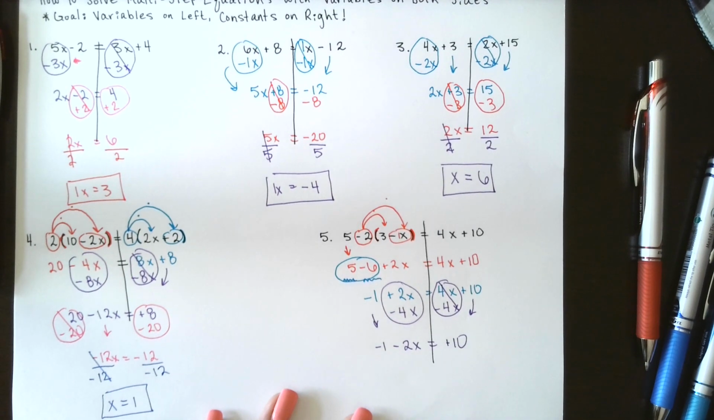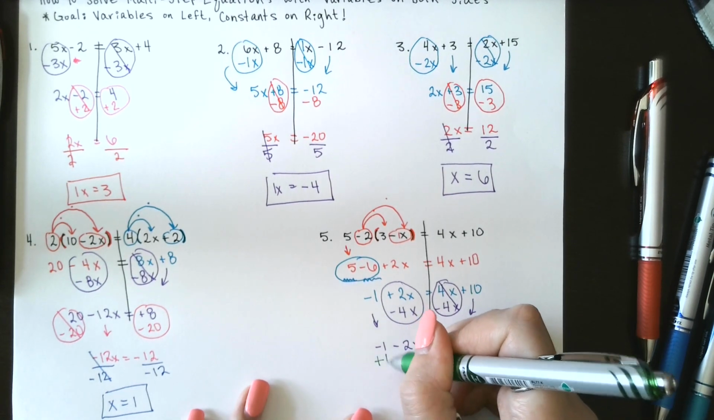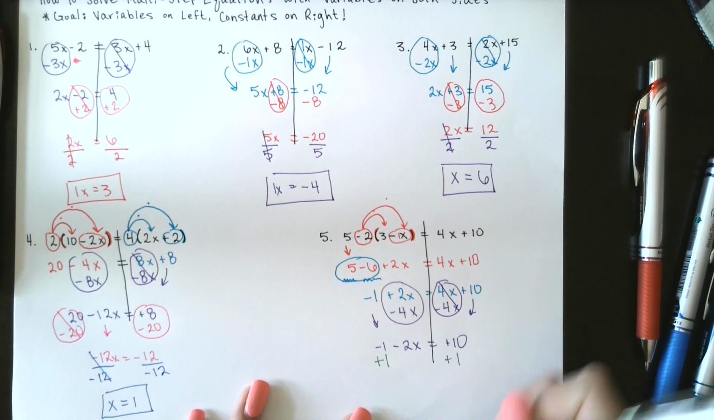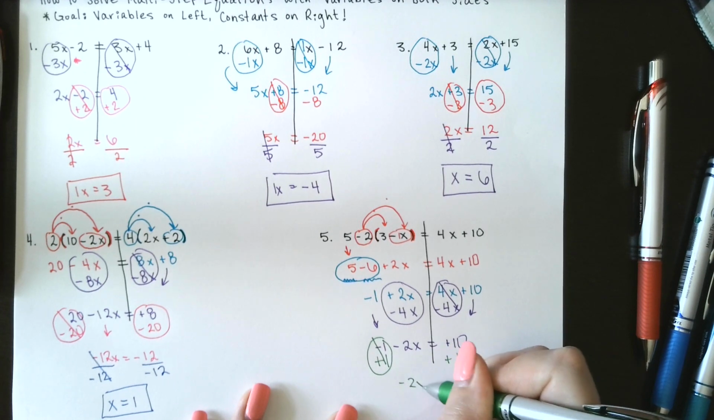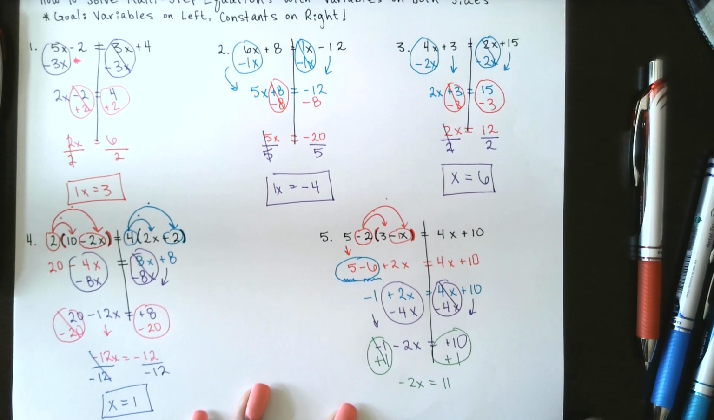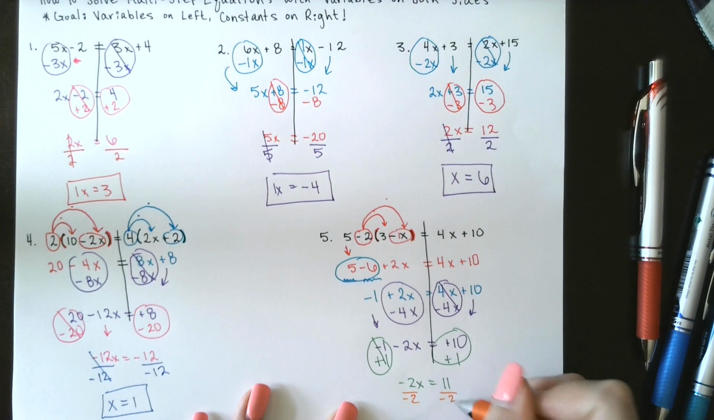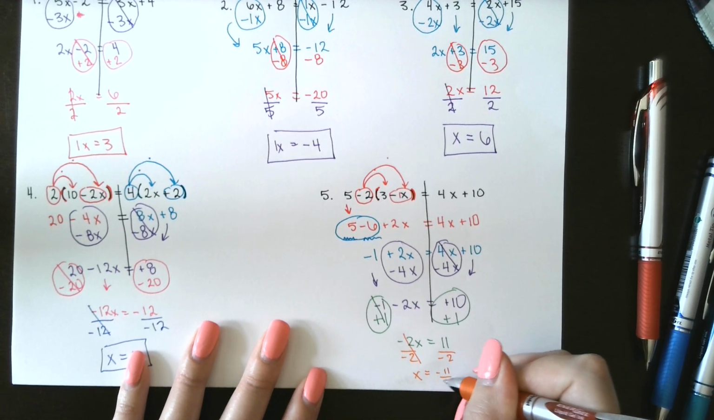Well, now I need to move all of my constants to the right. Constants to the right. Well, I have a negative 1. That's a constant. So to move it to the other side, I do the opposite. Negative 1 plus 1 cancels. I bring down negative 2x. And then 10 plus 1 is 11. I'm almost done. My last step in this case is to divide by the number stuck to my x. Dividing by negative 2 on both sides, I am left with x equals negative 11 over 2.